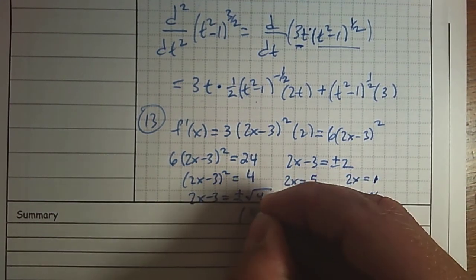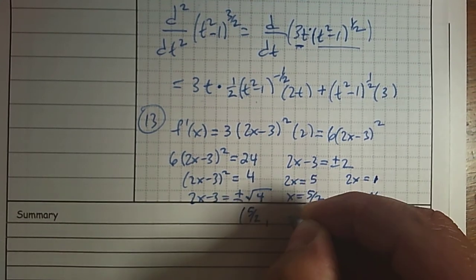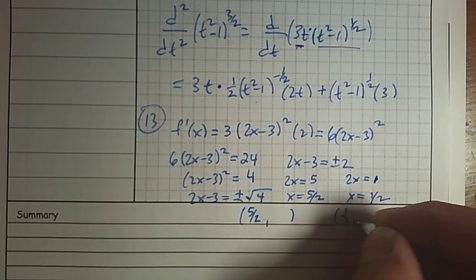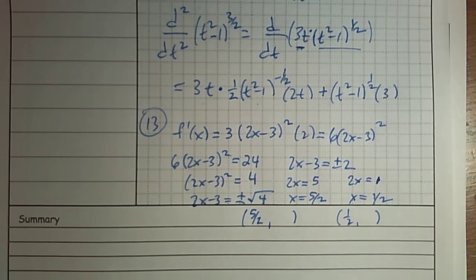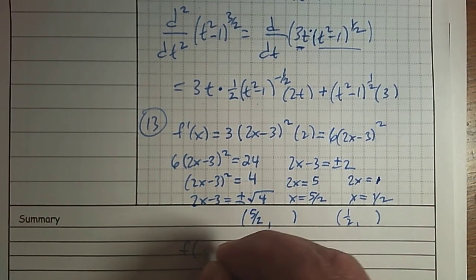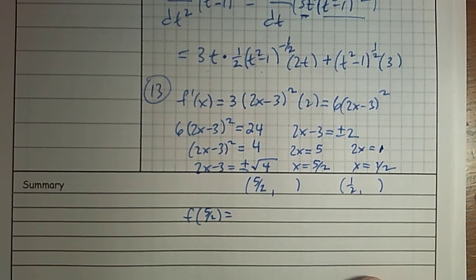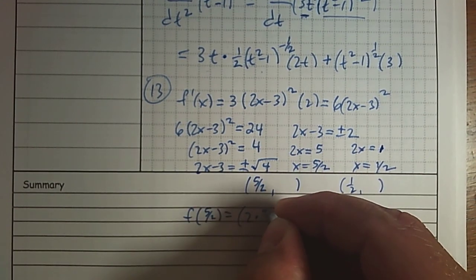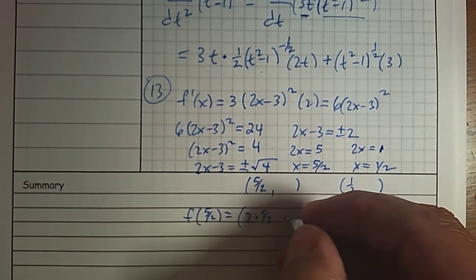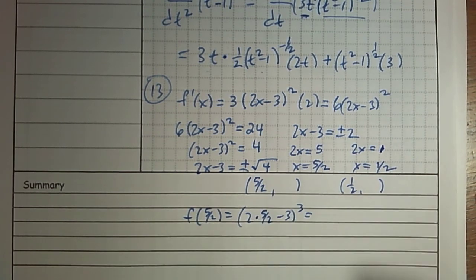So it asks for the points. So I still need to find the y coordinate that goes with it. So if I go back to the function f of x and plug in, what would I get? First of all, I want to plug in 5 over 2. So if I plug in 5 over 2, it would be (2 times 5 over 2 minus 3) cubed. So let's see what that gives me.